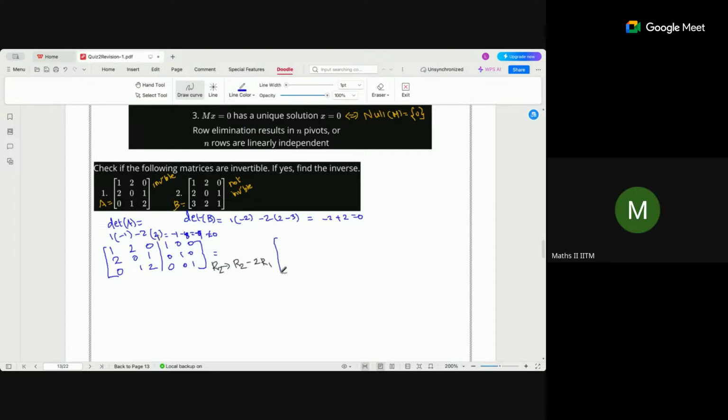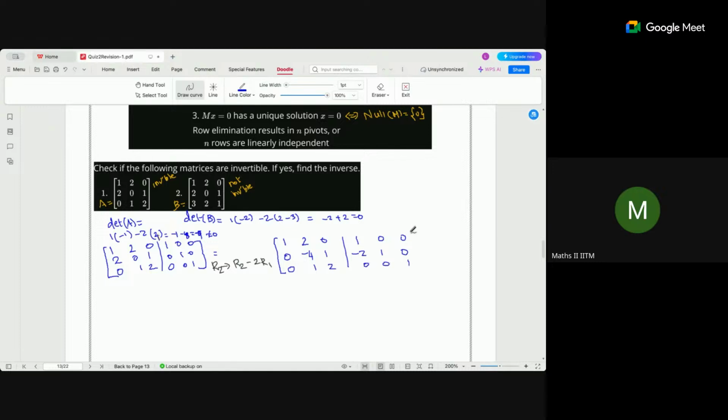We will get 1, 2, 0, 1, 0, 0. And then for the second one, this becomes 0. And what happens here? 0 minus 4. So this is -4. And then here 1 minus 0. So it is 1. What about here? 0 minus 2. So -2. And then here 1 and 0. 0. Is that correct? Yeah. And then the next row will remain the same.